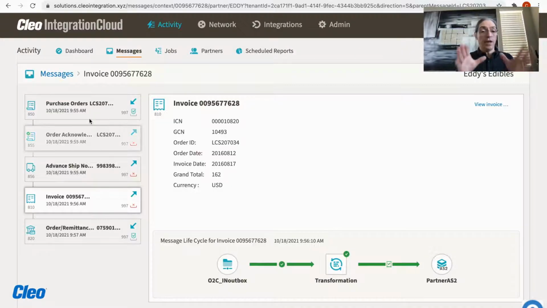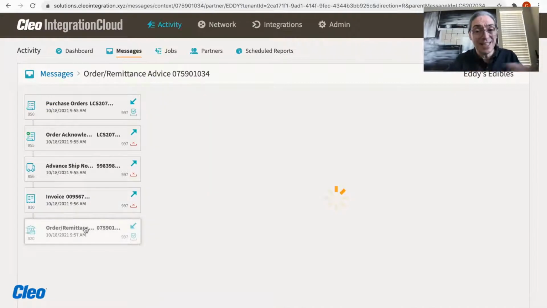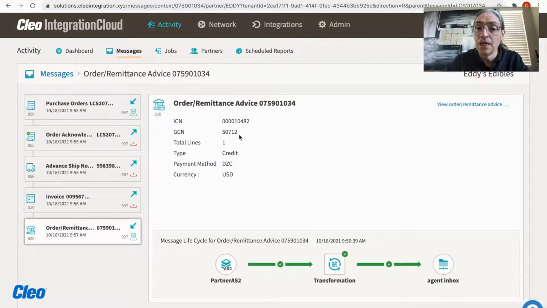Now, those are the core four connected documents of an order to cash process, but there can be other connected documents, such as this remittance advice, or possibly a warehouse transfer order and advice, or a load tender, or a customs form. Now, the exact documents needed for your business process really depends on the agreement between you and your trading partner.